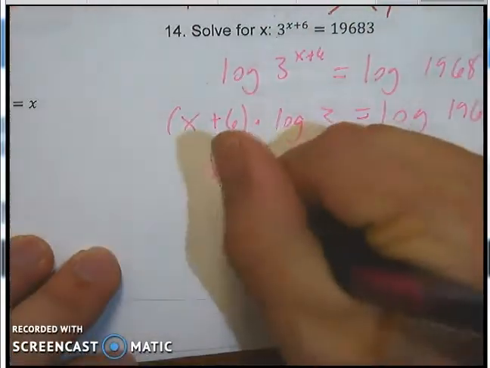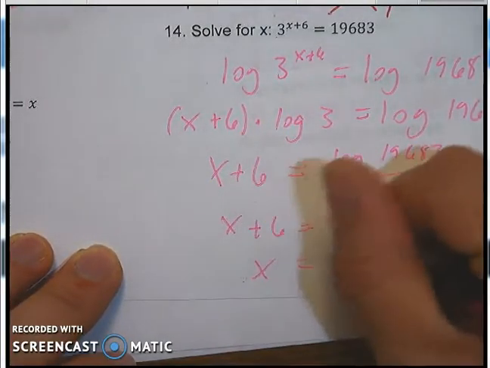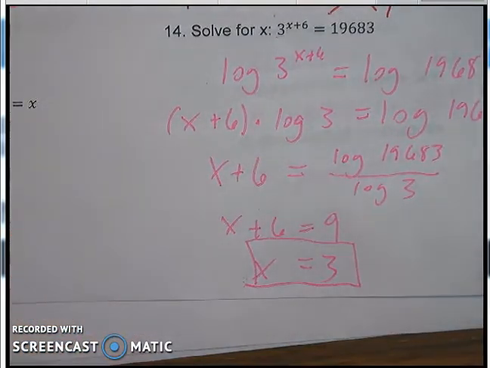So at this point, it's pretty simple. X plus 6 equals 9. Subtract 6 from both sides to get x equals 3 is the correct answer there.